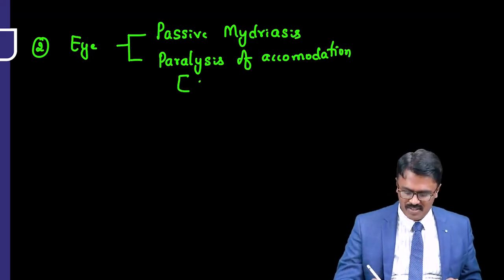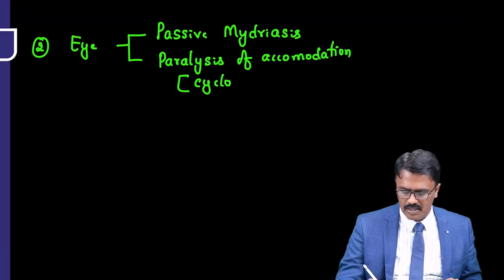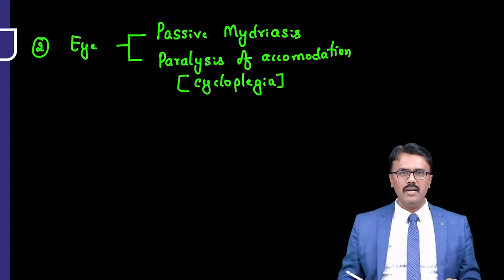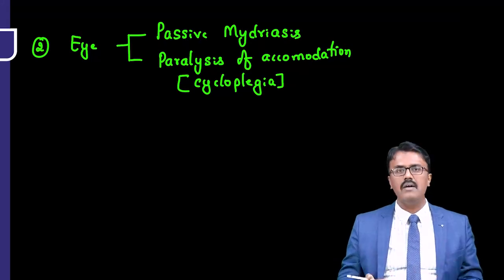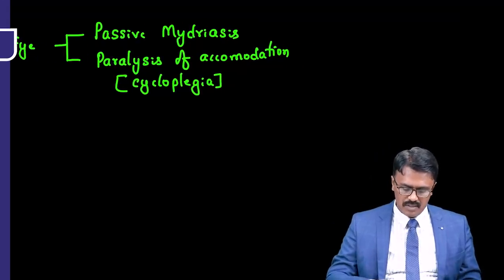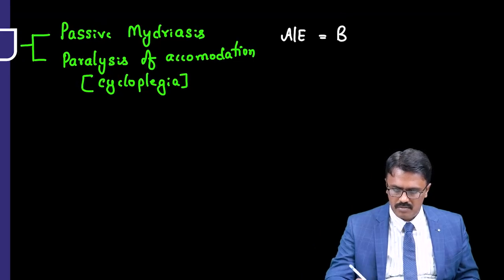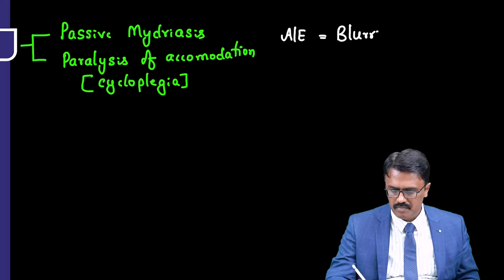We call this paralysis of accommodation by one more name, cycloplegia. The meaning is the patient will not be able to see near objects. They are blurred. So one of the adverse effects when we use anticholinergic drugs is that the patient complains of blurring of vision.